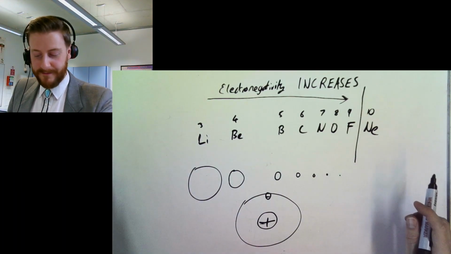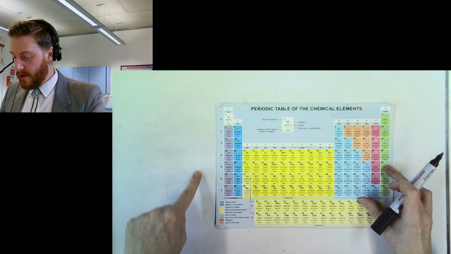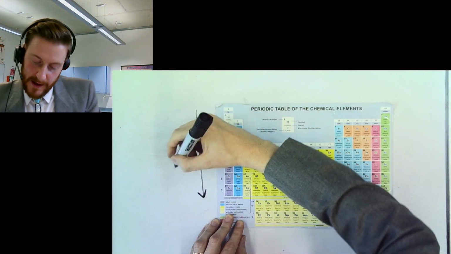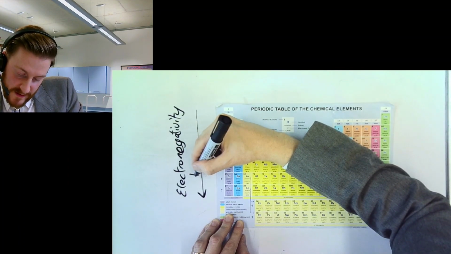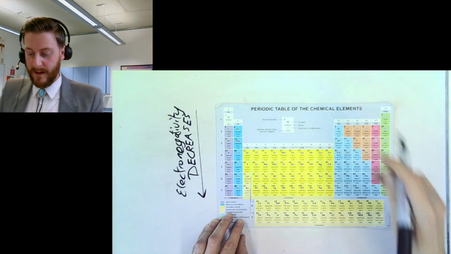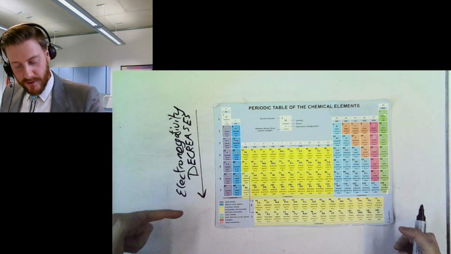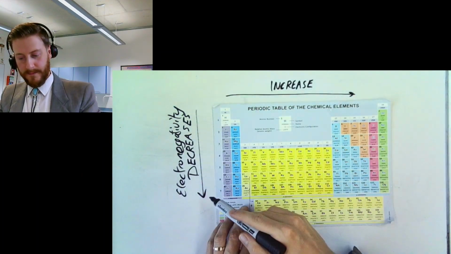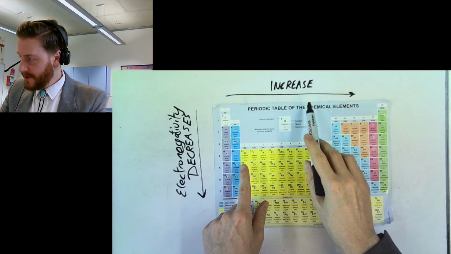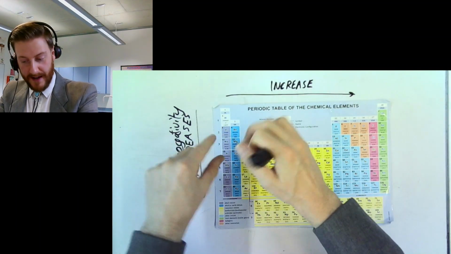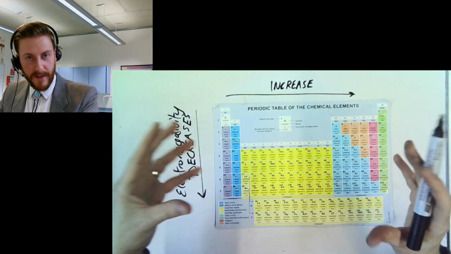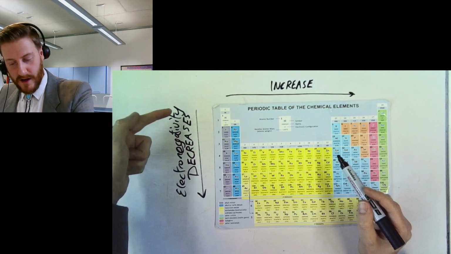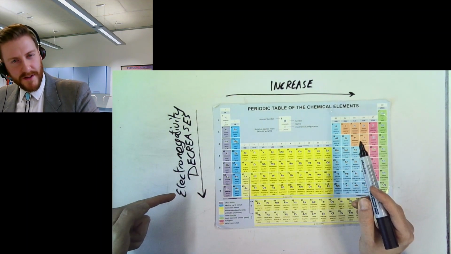There's another trend. As I go down a group of the periodic table, electronegativity decreases. Electronegativity decreases down a group. So it increases across a period, but decreases down. Now we know it increases across because it's adding extra protons each time, and those protons pull the electrons closer and closer to the nucleus. But why does it decrease going down a group?